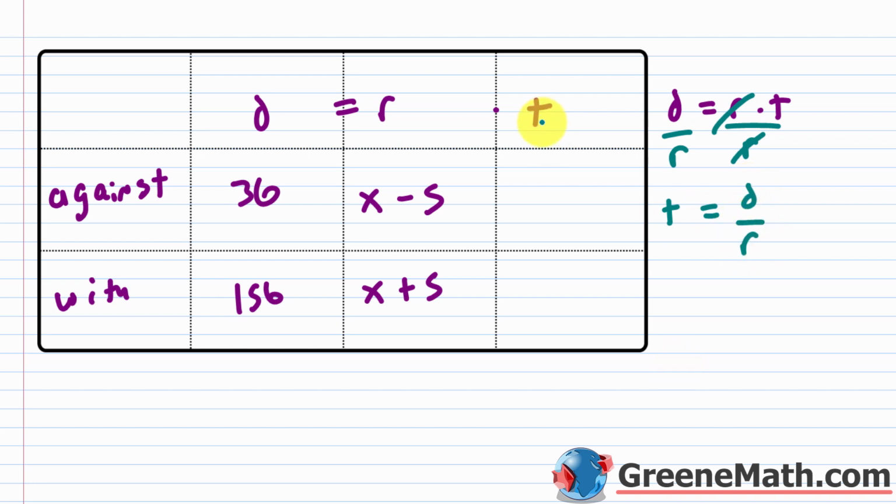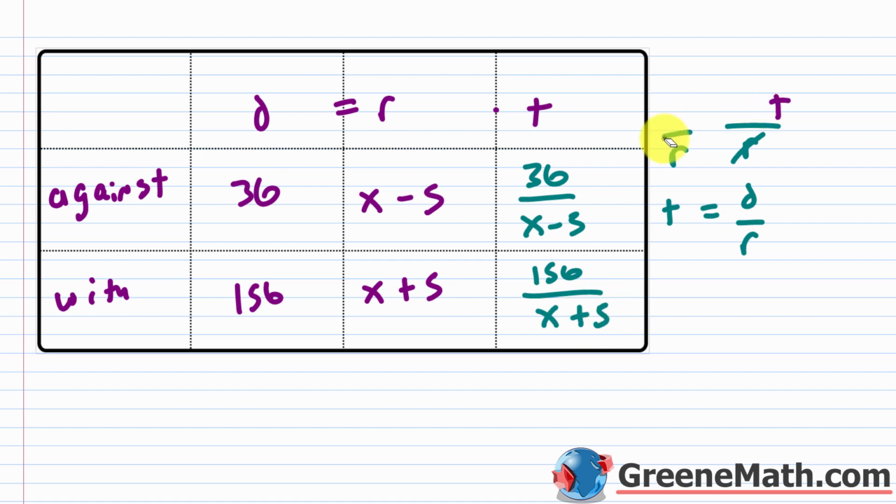So using this, I'm just going to say this time here is the distance, which is 36, divided by the rate, which is x minus 5. I'm going to do the same thing here. So the time is the distance, which is 156, divided by the rate, which is x plus 5. Okay, so not too bad.